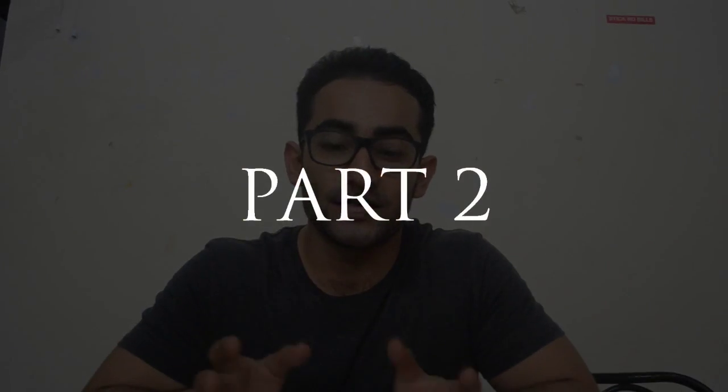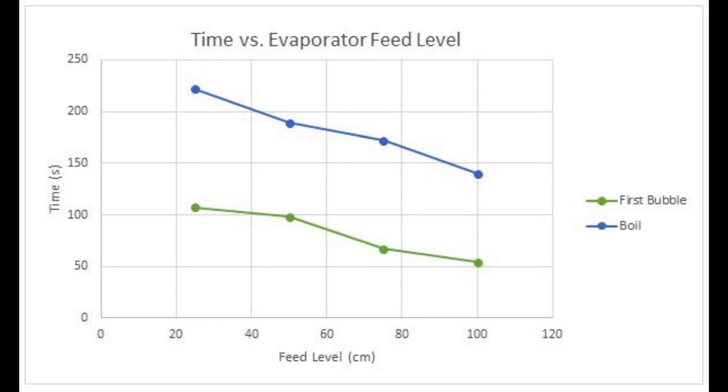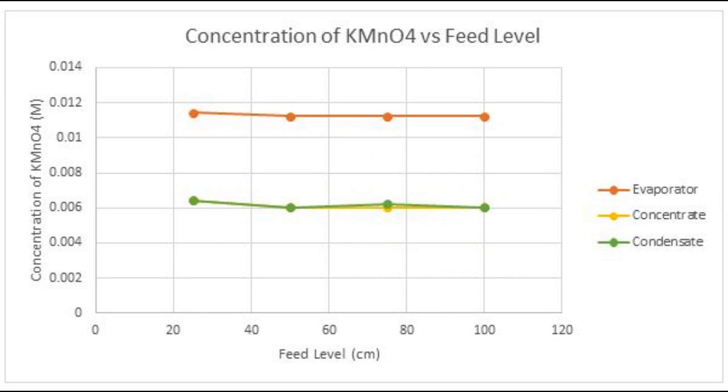For the second part of our experiment, the feed level variation at constant pressure at the evaporator. From the graph, we observe that as the feed level increases, the time for the first bubble and the boiling time decreases. Theoretically, it should increase, because an increase in feed level indicates an addition in volume of the liquid. Hence, the time taken for the first bubble and boiling time should increase.